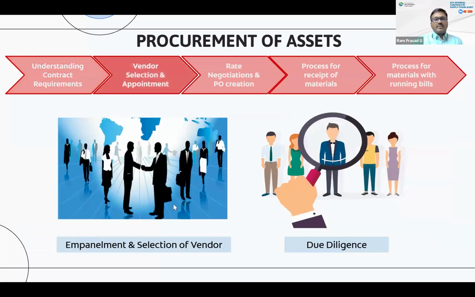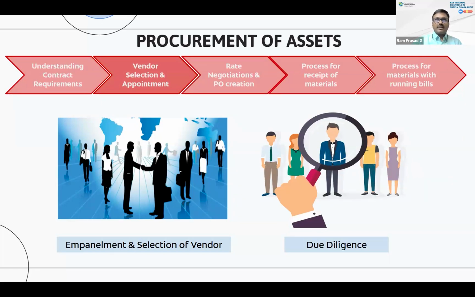The next key process here is vendor selection and appointment. In a bigger organization, you will have a separate team called the vendor development team, who understand the potential vendors' capabilities and what they can bring to the table. They look at past references. They go to the sites where this particular vendor has already performed, and only after a thorough review does a vendor get empaneled into our scheme of things.